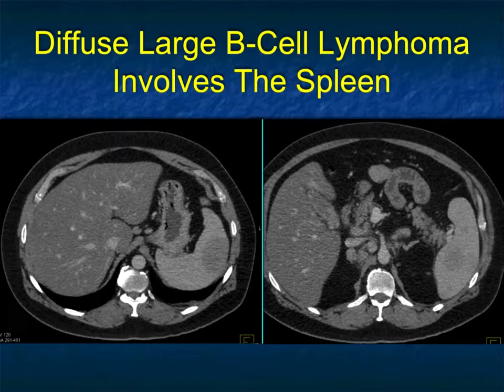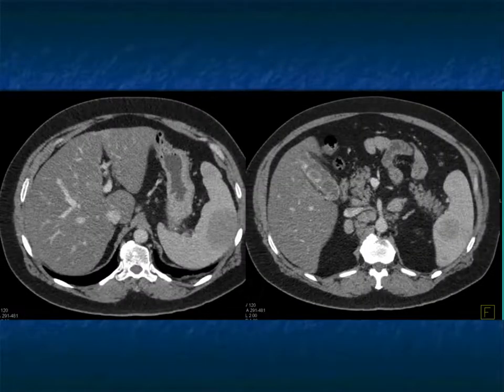Here's another case, large B-cell lymphoma involving the spleen, multiple solid masses. Spleen's a little bit large. You see some nodes in the paraortic and peripancreatic region. But the biggest thing is going to be, this is lymphomatous infiltration of the spleen.